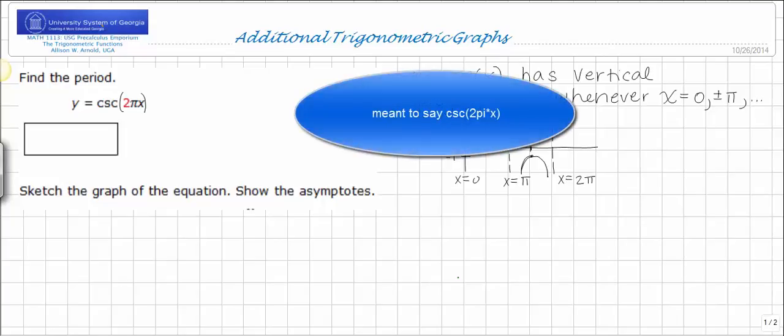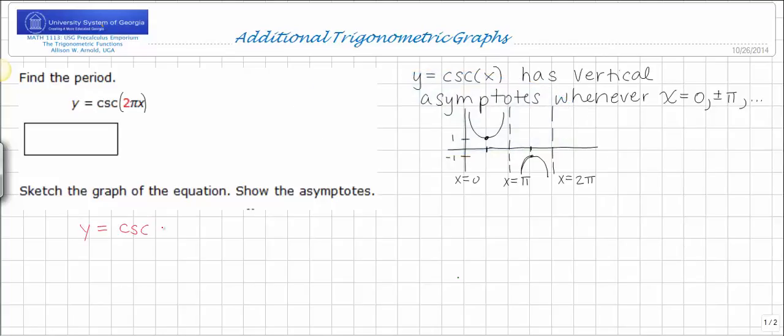So what we're going to do here to get what happens with cosecant of 2 pi x is use my method of substitution. So 2 pi x is the argument of this function instead of x. So cosecant of 2 pi x is going to begin a cycle when 2 pi x is equivalent to the beginning of our basic cosecant graph. If I solve that for x, I get x equals 0 as the beginning.